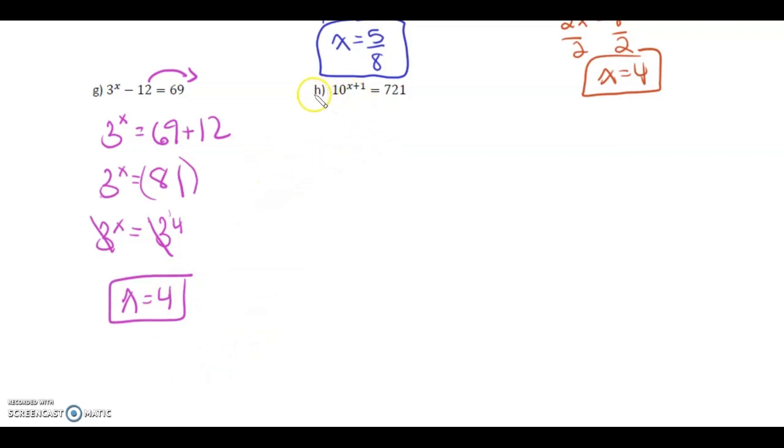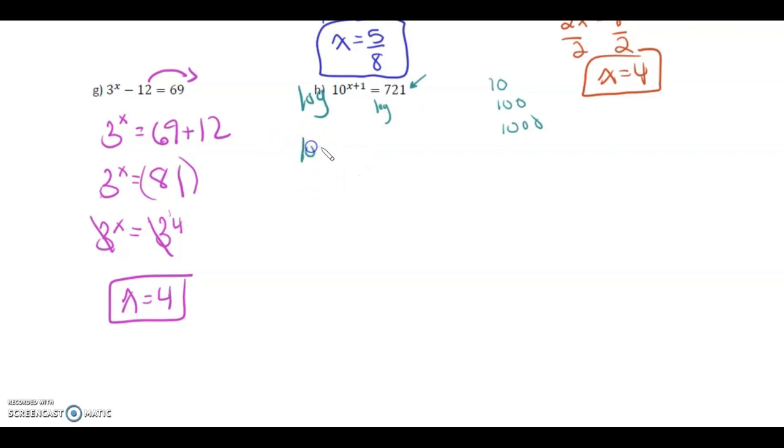Okay, now h, we get 10 to the x plus 1 equals 721. Okay, obviously this doesn't look like a base of 10. Base of 10 would be like 10, 100, 1,000, and so on. So what we're going to do, and this is the first time we're seeing this, is we're going to log both sides.